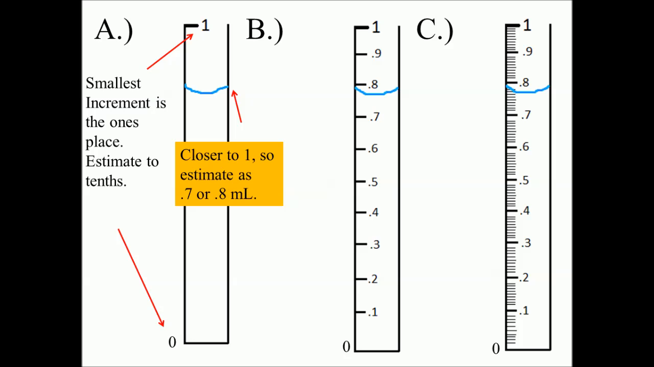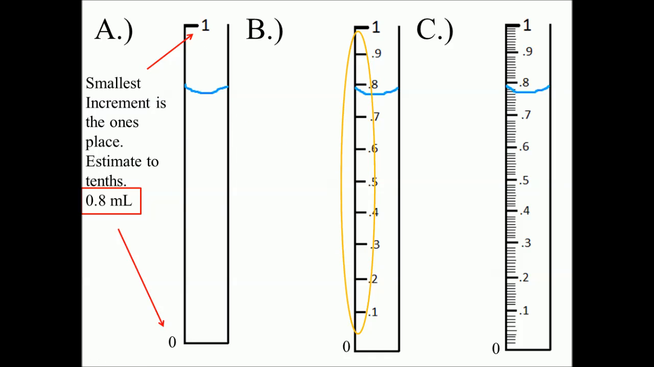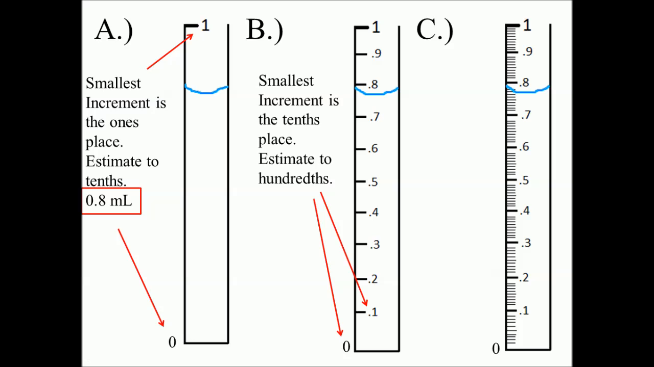I think that this water is clearly closer to 1. So I can estimate it as being like 0.7 or 0.8. I'm not really sure, but I just know it's a little bit closer to 1. So I might estimate this to be 0.8 milliliters. Again, it's an estimate. It's really hard to tell other scientists with accuracy or with confidence that I'm more accurate than that. Okay? Graduated cylinder B now makes it a little bit easier. Increments are going by the tenths. So our smallest increment is the tenths, which means we are going to estimate to the hundredths.